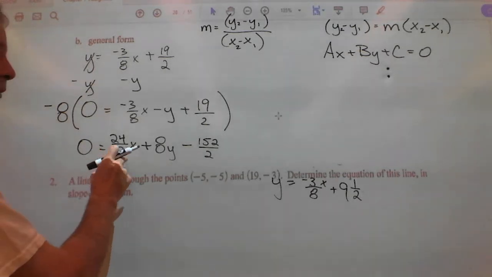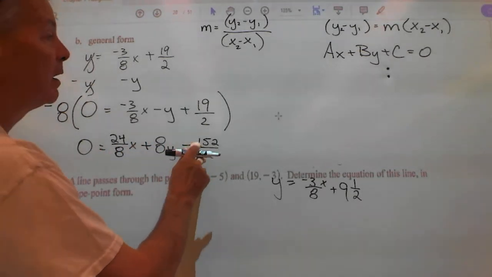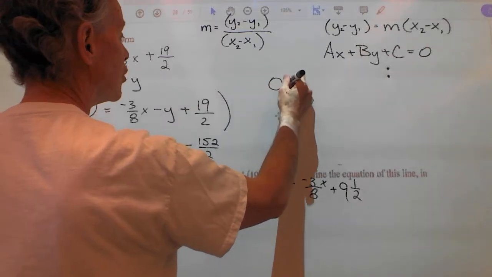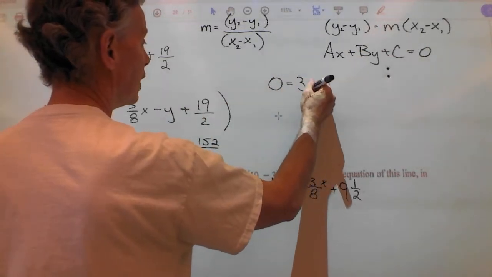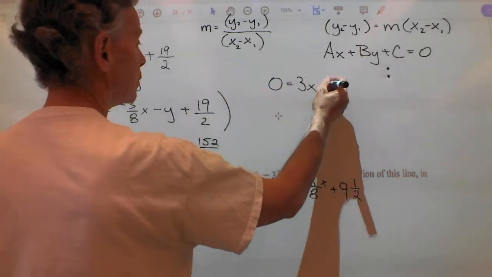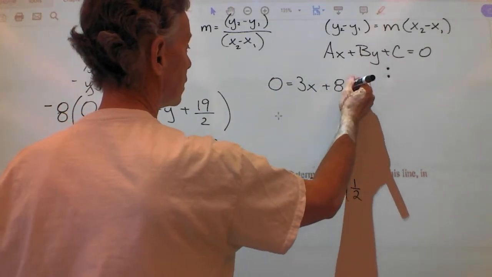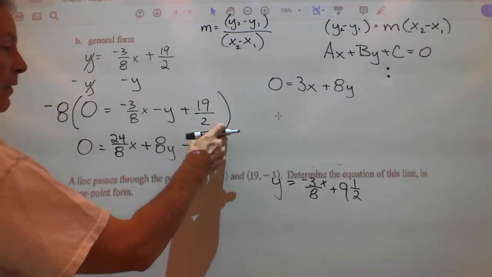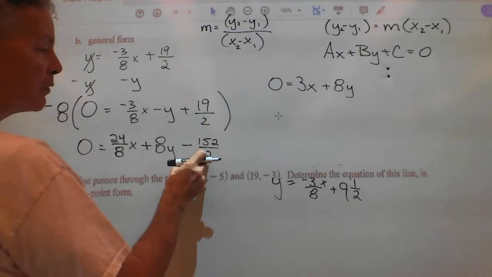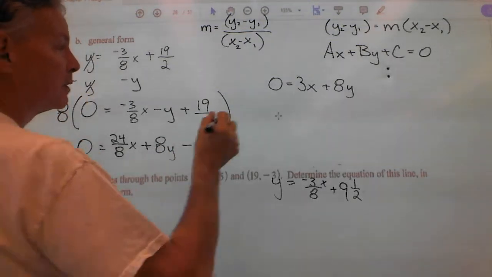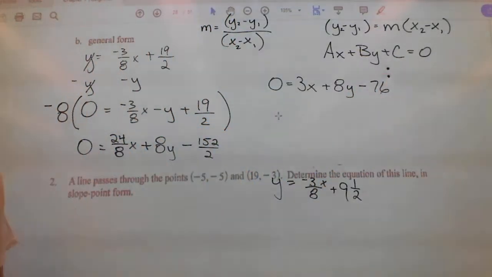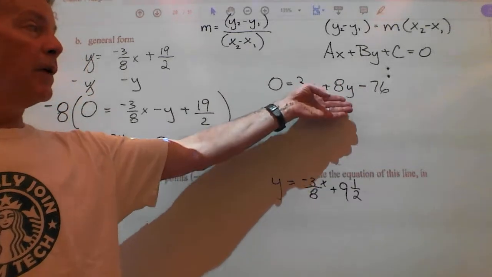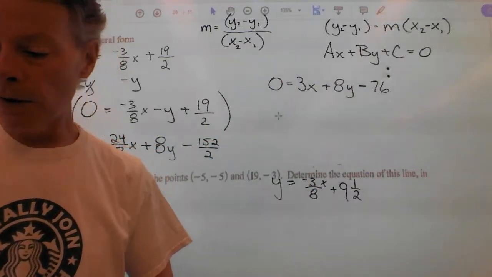Now, these fractions will simplify, and that will give us the general form equation. 24 over 8 becomes 3x plus 8y minus 152 over 2, which will be 76. So minus 76. It took us a while to get here, but there's our general form equation. Okay?